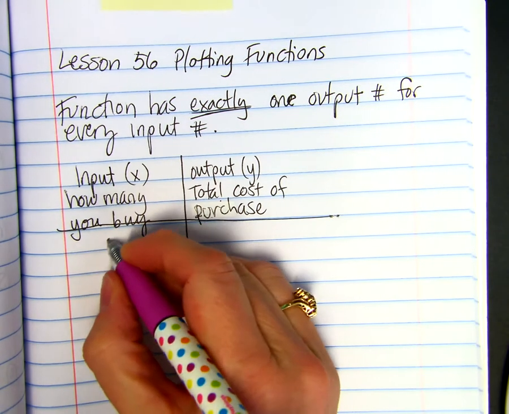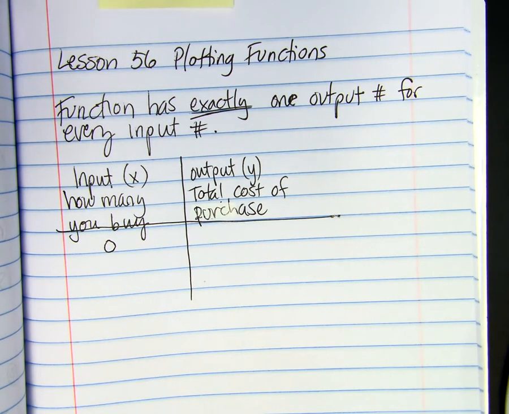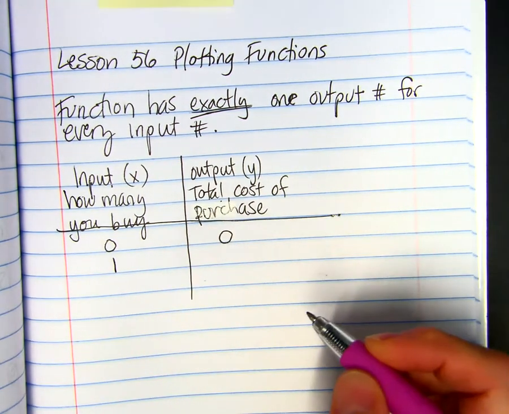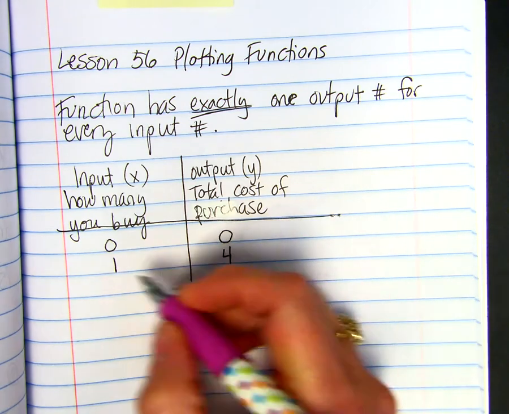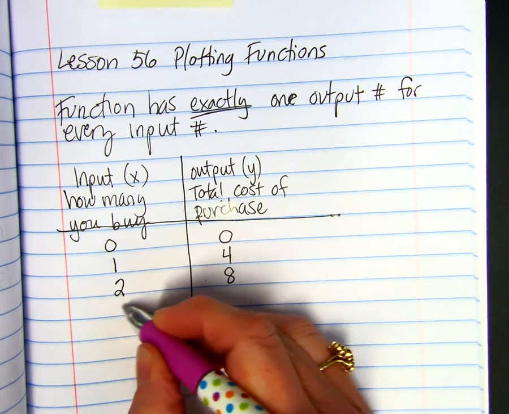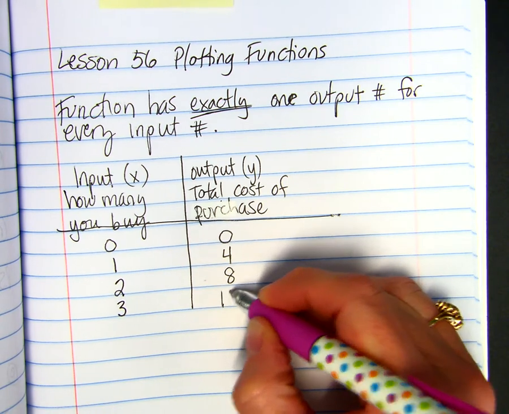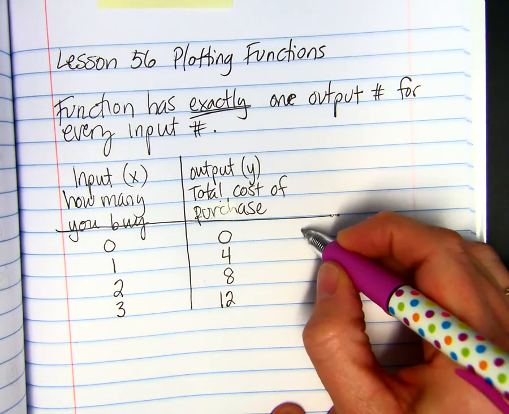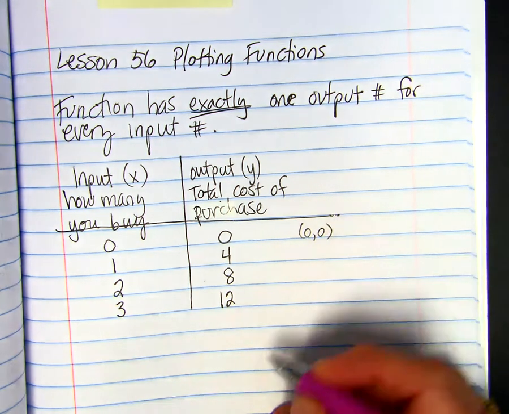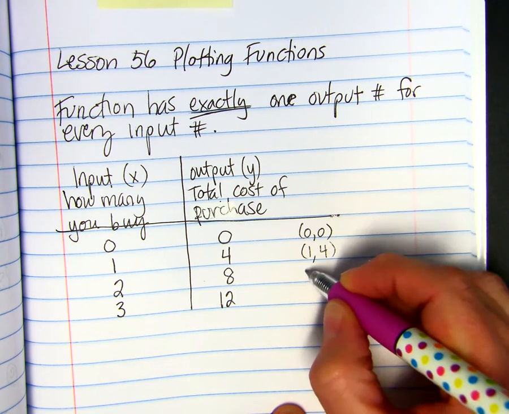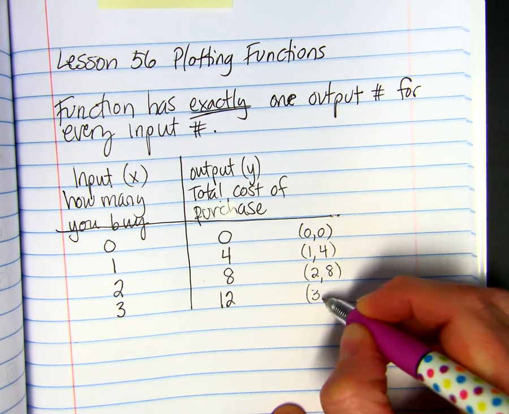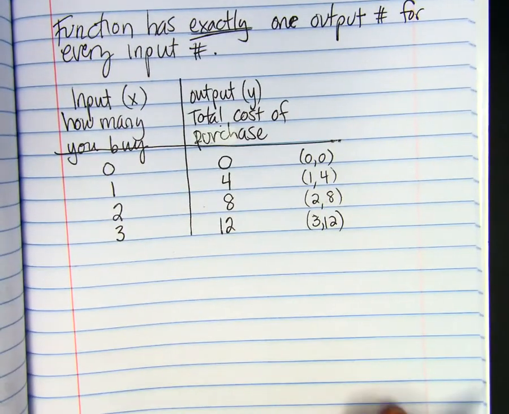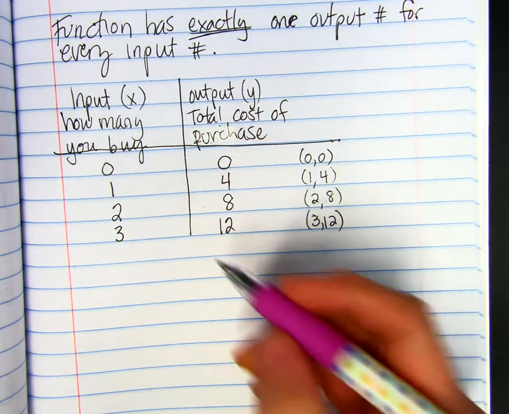So let's say we want to buy 0 water bottles. How much will it cost? 0. What if I wanted to buy 1? 4. How about 2? 8. And 3? 12. Now you can make these number pairs into points: 0, 0; 1, 4; 2, 8; 3, 12. Now we're going to graph these points.